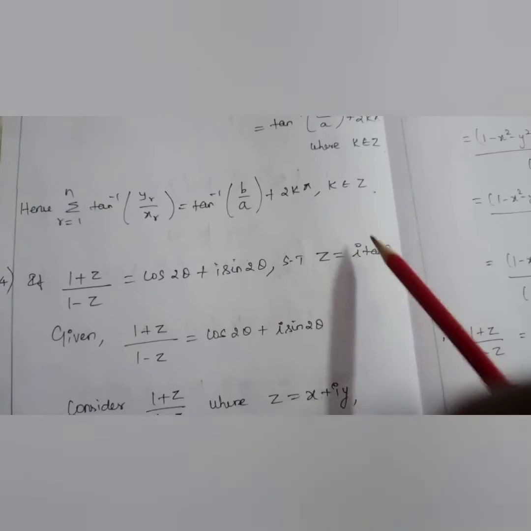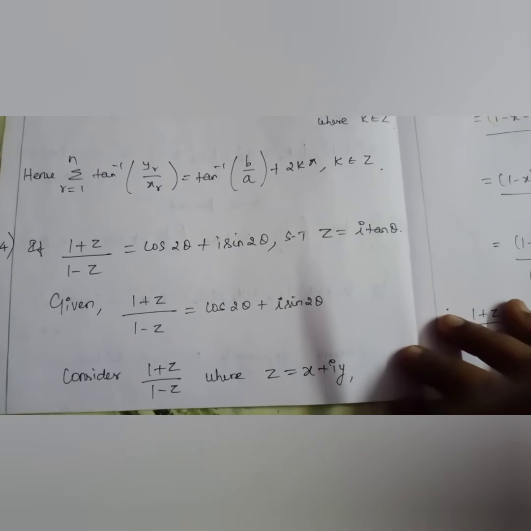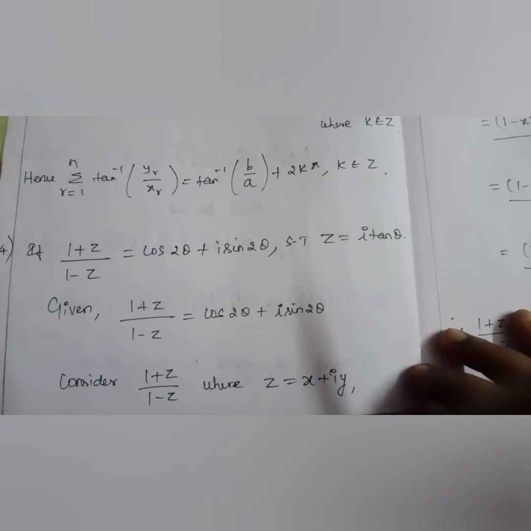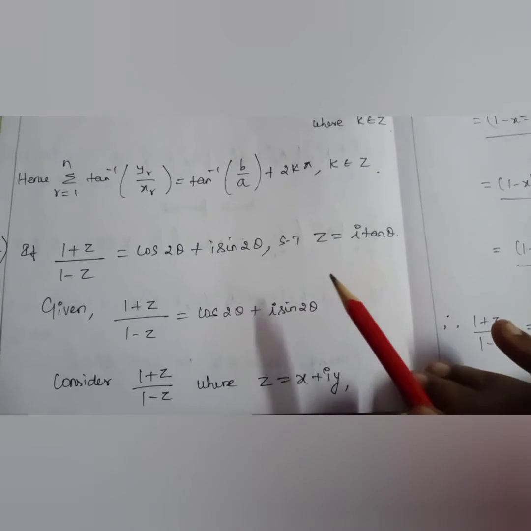Now we will see the fourth sum. If 1 by z, 1 plus z by 1 minus z is equal to cos 2 theta plus i sin 2 theta, show that z is equal to i tan theta. So this is a very important 5 mark sum.